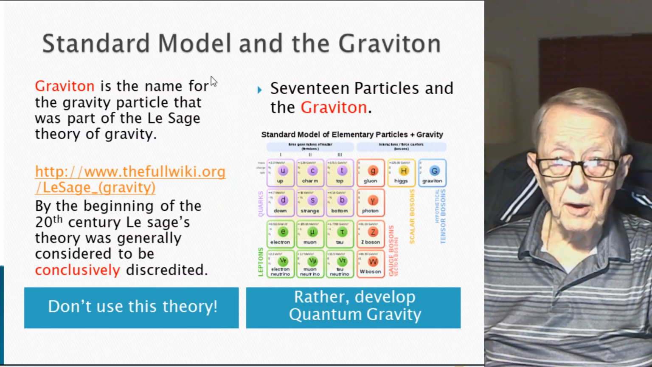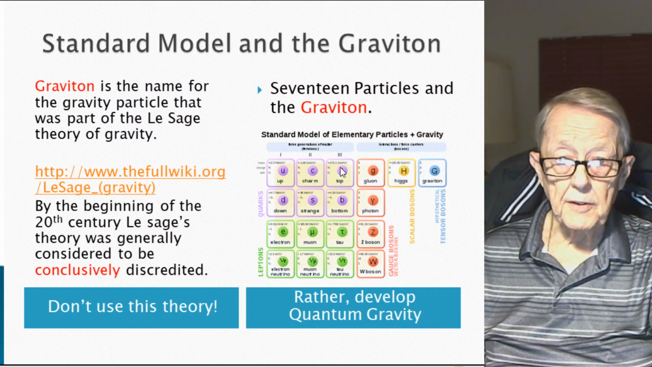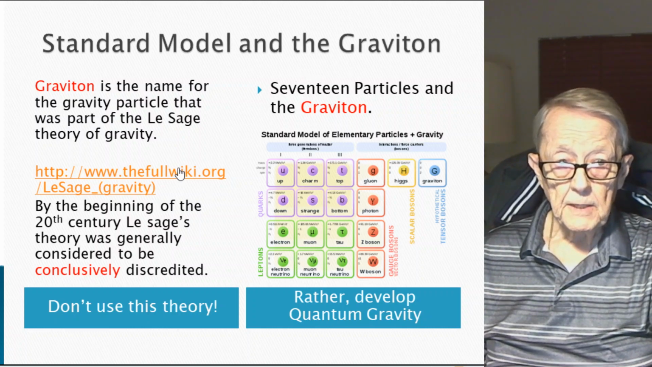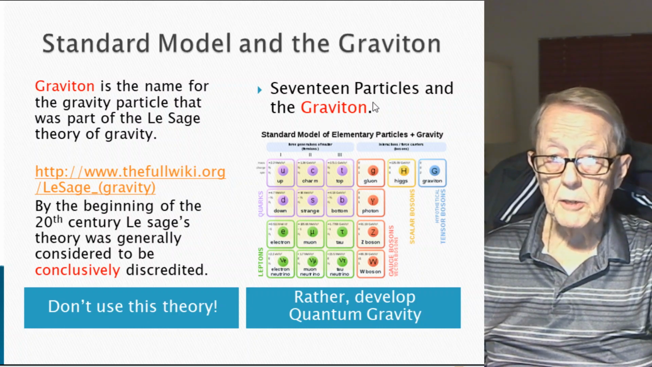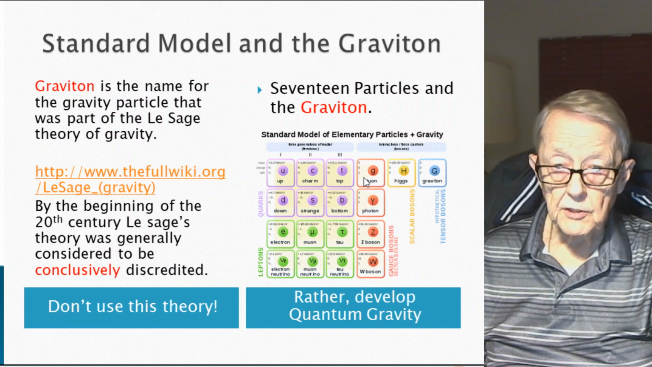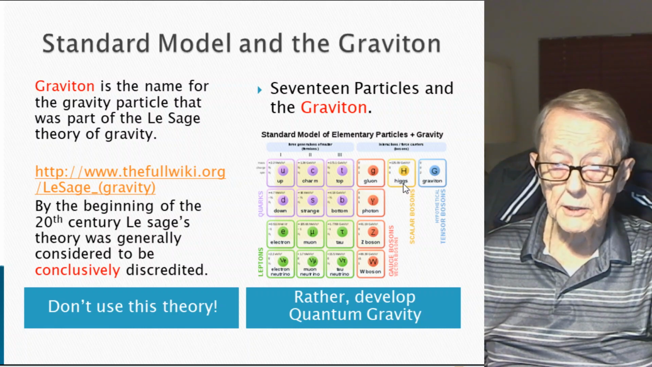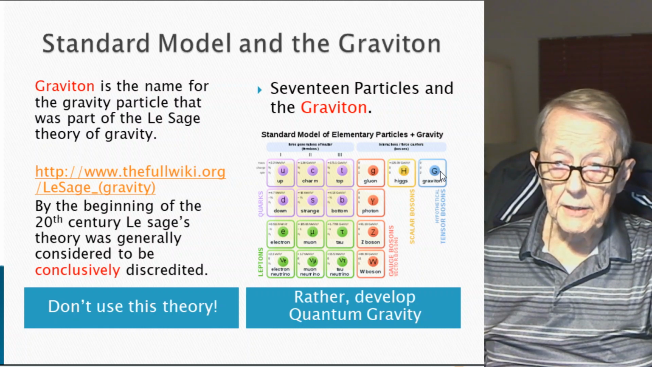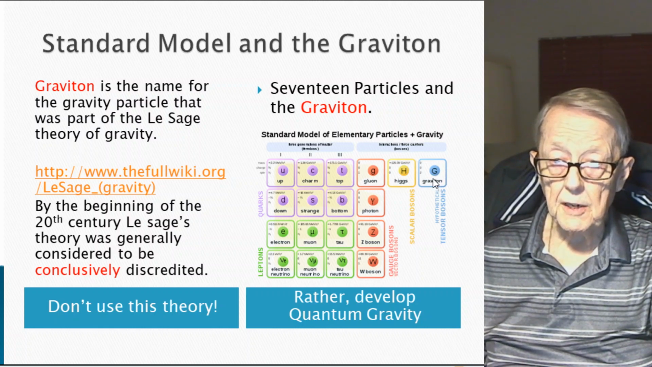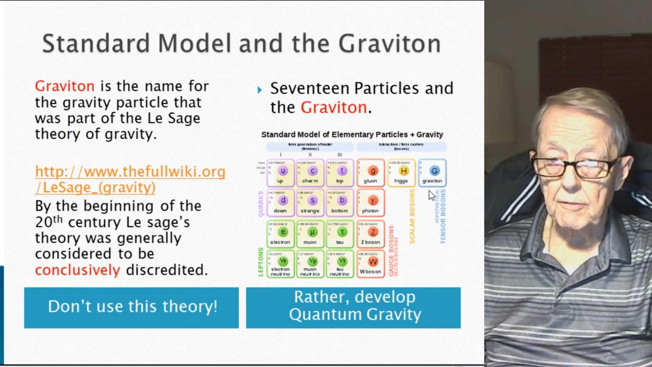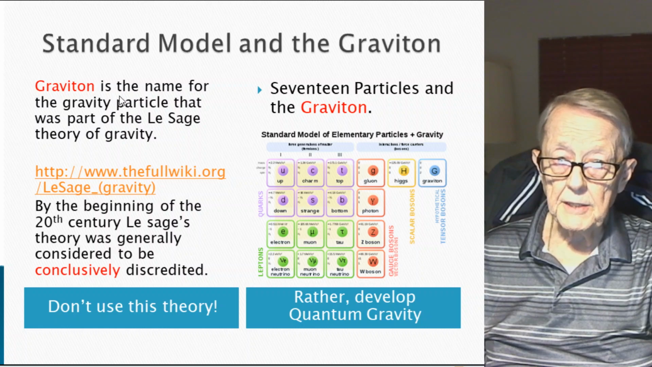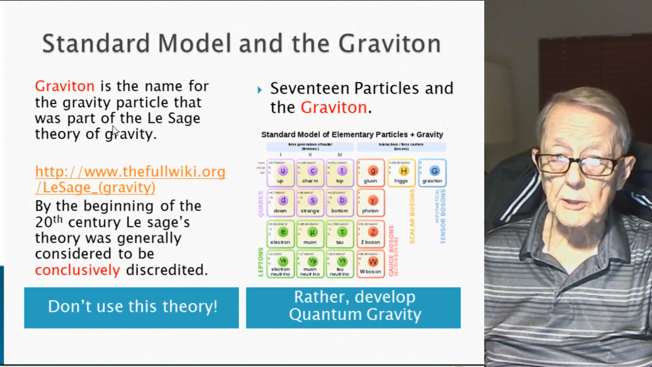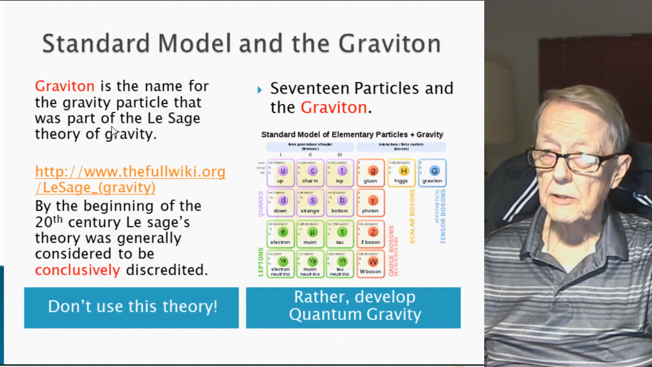Okay, the standard model and the graviton. If you look at this standard model with its 17 particles, there's 16 here, 4 by 4, plus the Higgs. And in this particular graph, they stuck one on the end because they know they have to have gravity, and they call it the graviton. Well, the graviton is a name for a gravity particle that is part of the Lesage theory, which was invented about 100 years after Newton.